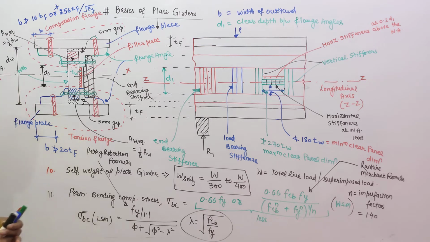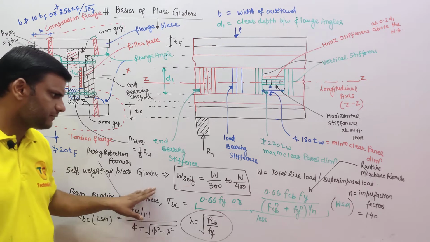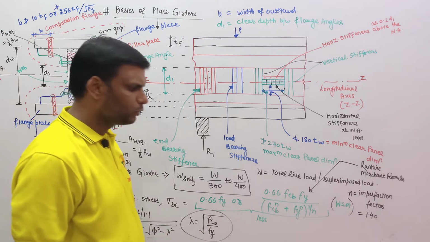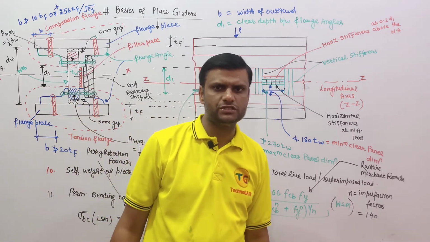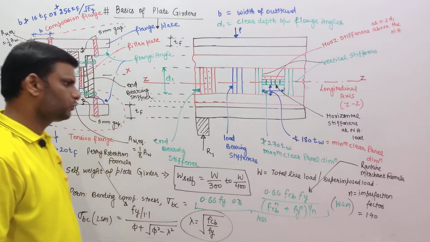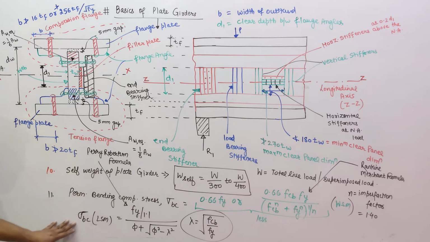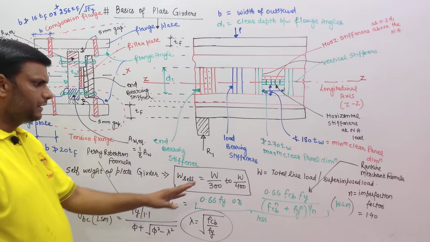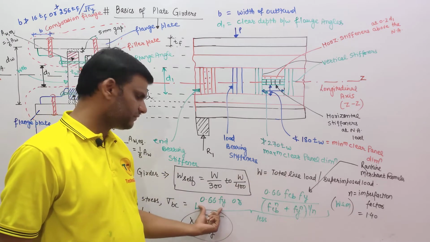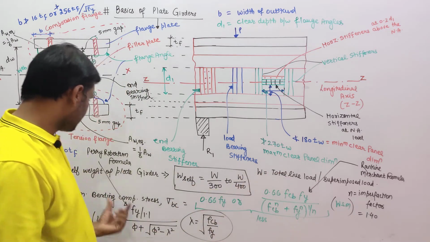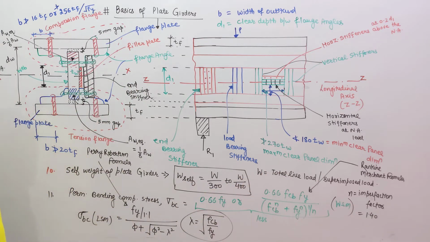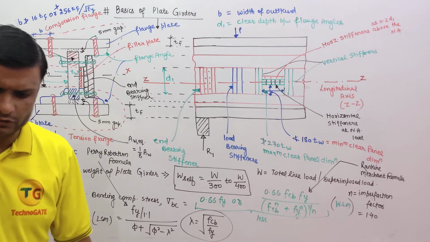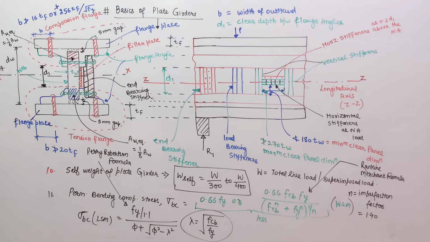Now if I am concluding up to here, self-weight of plate girder is given by W by 300 to W by 400, whereas W is the total live load or total superimposed load. Permissible bending compressive stress is given either by the Rankine-Merchant formula in working stress method, or by the Perry-Robertson formula in the limit states method. Please note it down very fast. After that we will discuss the remaining points.